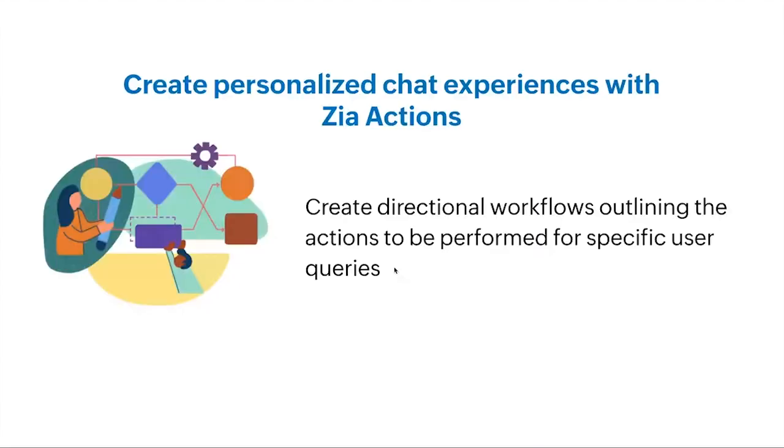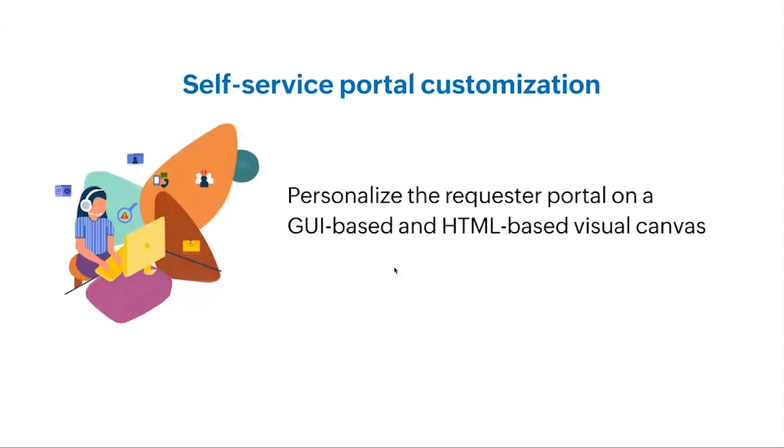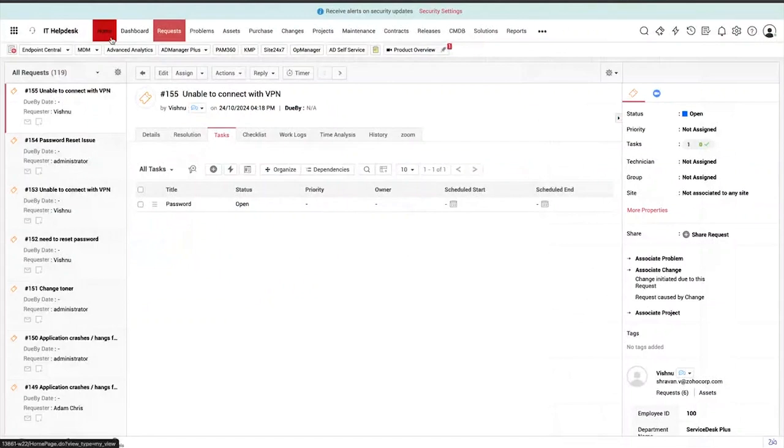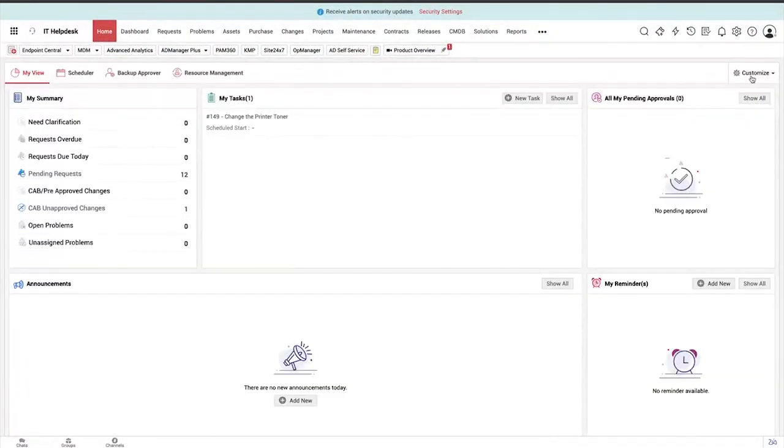So you could perform a lot more actions like this and customize your existing workflow with the Zia bot, with the provided options, or by creating your own custom options and actions from the Zia chatbot. So lastly, the last topic of our episode, which is how you could customize your self-service portal. This can be done by going to the Home tab and choosing the Customize option. You see the requester homepage.